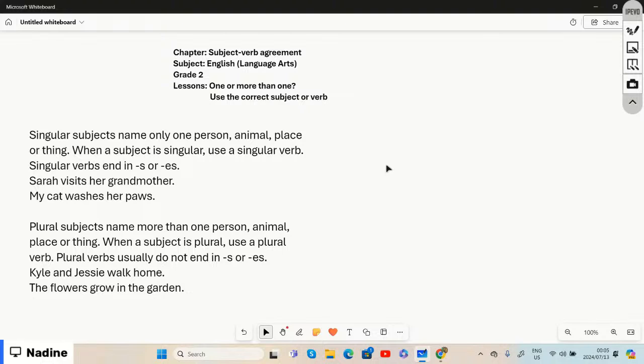All right. So when it comes to subject verb agreement, your subject needs to agree with the verb, right? A subject names a person, animal, place, or thing that does the action. And when it comes to subject verb agreement, we have singular subjects and we have plural subjects.